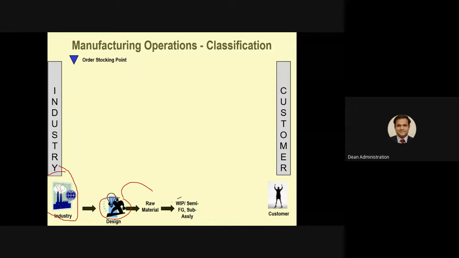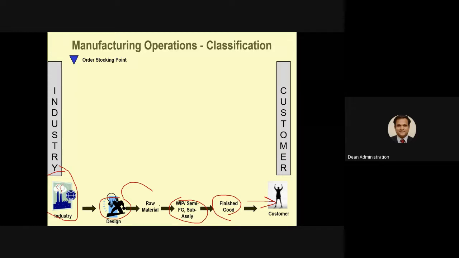Then we have work in progress or semi-finished goods that are made after a certain amount of processing is done. Then more processing is done, and then you get your finished goods, which are right here, and then ultimately they are delivered to you, who's the customer, right there. Okay, and we've seen that in the last slide. So any industry is basically a conversion process in which raw materials go through various processing and are converted into finished goods.